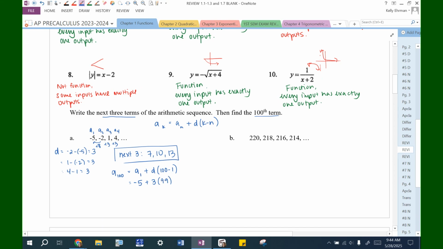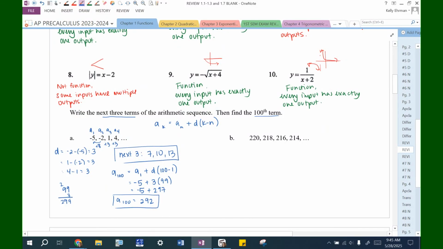You do have to do a bit of math off to the side here. What's 99 times 3? Now you could do 100 times 3 and then subtract 3, or you could just do 3 times 9 is 27. 3 times 9 is 27. Add 2, 29. But if I did 100 times 3, I'd get 300, and then I'd just subtract a 3 from that. Anyway, 297 plus negative 5 is 292. That's the 100th term.